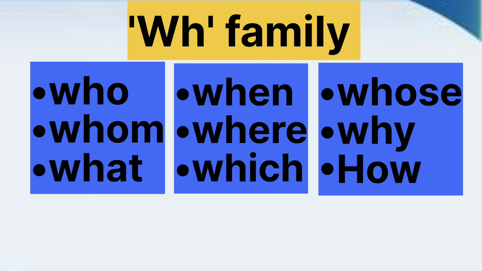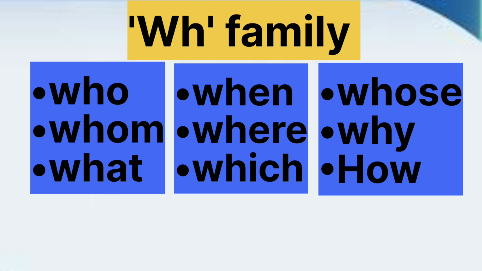Next, what. What is used to ask for information. It is used to ask for a specific thing or object. Next WH word is when. When is used to ask the time of an event or action. It is used to ask about the time of any occasion or moment. Whenever you want to know the time of a particular event or when something has happened. Next WH word is where. Where is used to ask for the location.